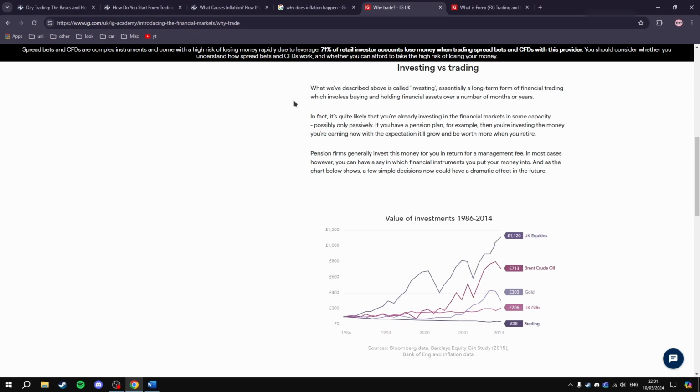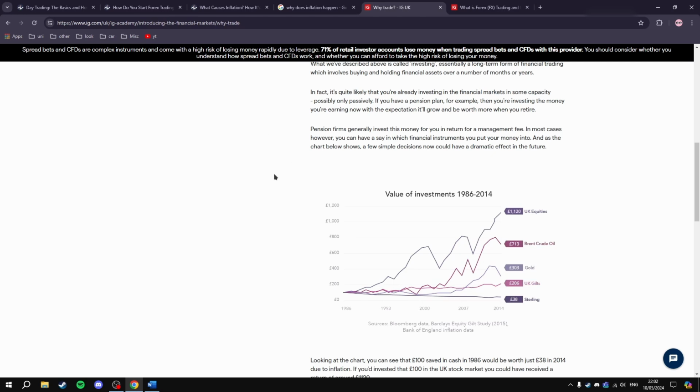Investing versus trading. What we've described above is called investing, essentially a long-term form of financial trading which involves buying and holding financial assets over a number of months or years. In fact, it's quite likely that you're already investing in the financial markets in some capacity, possibly only passively. If you have a pension plan, for example, then you're investing the money you're earning now with the expectation it will grow and be worth more when you retire. Pension firms generally invest this money for you in return for a management fee. In most cases, however, you can have a say in which financial instruments you put your money into. And as the chart below shows, a few simple decisions now could have a dramatic effect in the future.